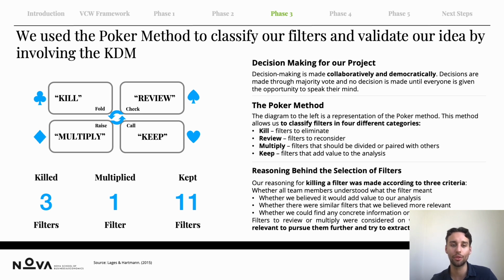We basically killed 3 filters, multiplied 1, and kept 11 filters. The reasoning behind the selection of the filters was basically that we had a democratic and collaborative process, and we killed them if someone believed that it doesn't add value to our analysis, so either us or the KDM, or we would see similar filters that we believed would be more relevant, or if we couldn't find any concrete information on them. So let's now go into detail which we kept and which we killed.